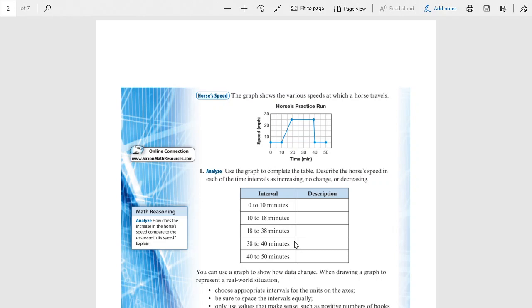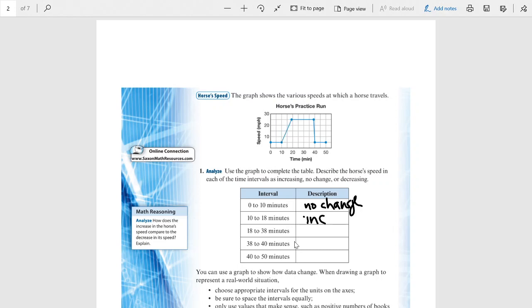So let's look at this. From 0 to 10 minutes. What it's asking for is from 0 minutes to 10 minutes, what is happening with the speed of the horse. And in this case, we see a flat line. What we can say with this one is that there is no change. Then it asks for 10 to 18, which means from this point to this point. Well, we have a line that's going up, and since we read it from left to right on a graph, we would say this is increasing.